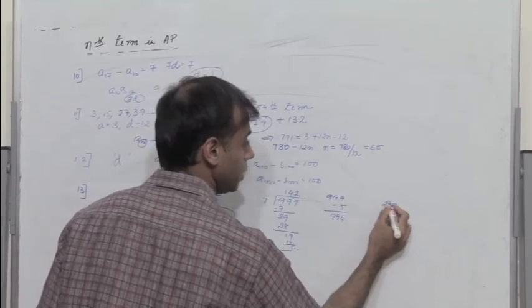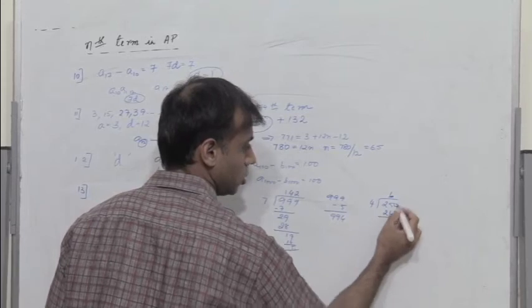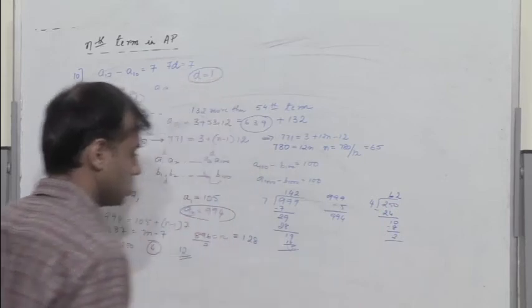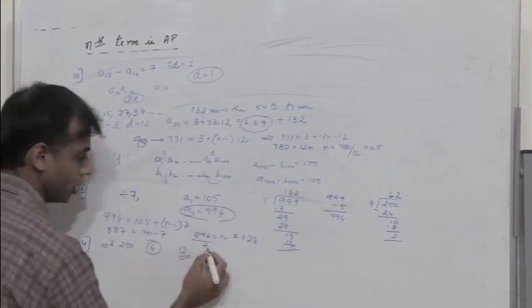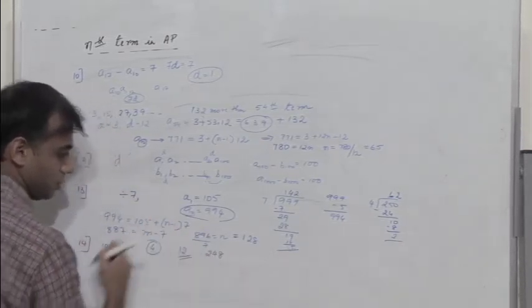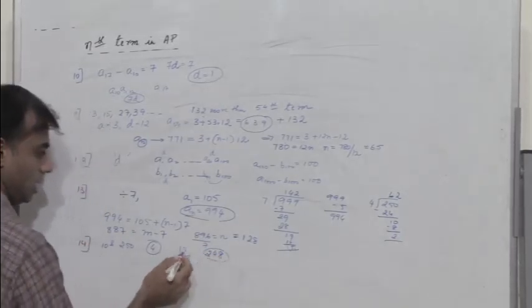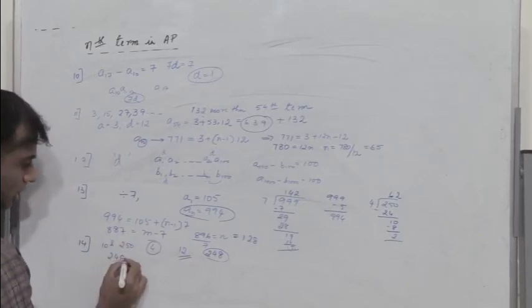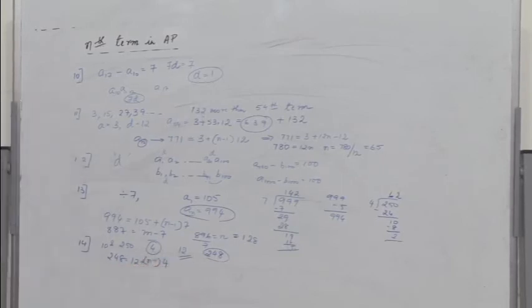So let me divide 250 by 4. We get 6 4s are 24, so I get 10. 4 2s are 8. So the remainder is 2. So the number which is divisible by 4 less than 250 is 250 minus 2, which is 248. So AN is 248, A is 12, and of course D is 4. So we have 248 equals A plus N minus 1 into D, which is 4.